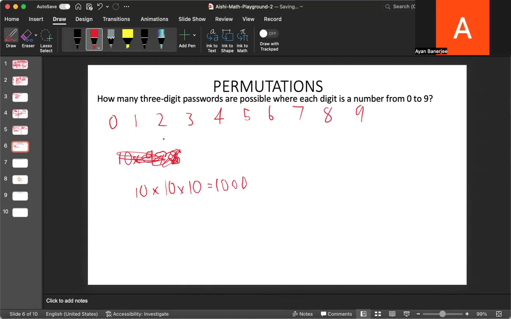But if it did say that we can't repeat the digits, then we would have 10 times 9 times 8, which is equal to 90 times 8, which would be, let's see, 900 minus 180. And we would end up with 720.